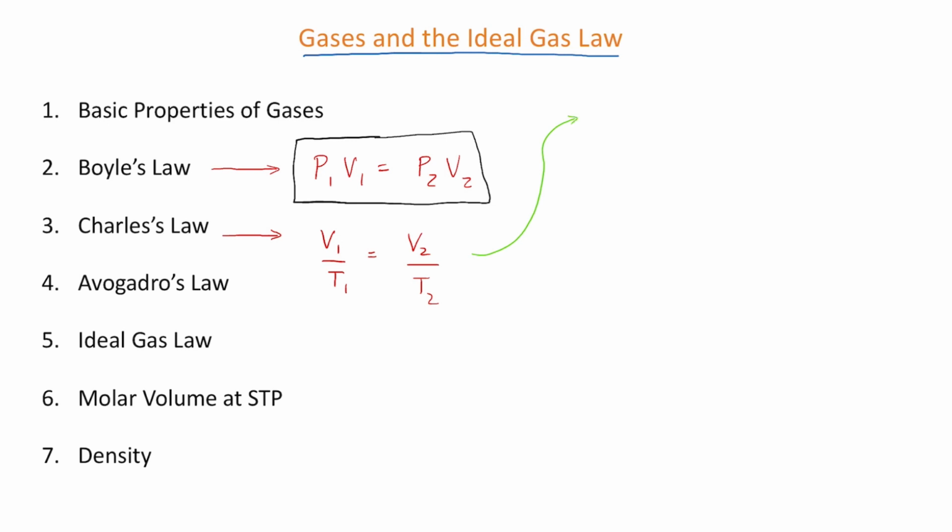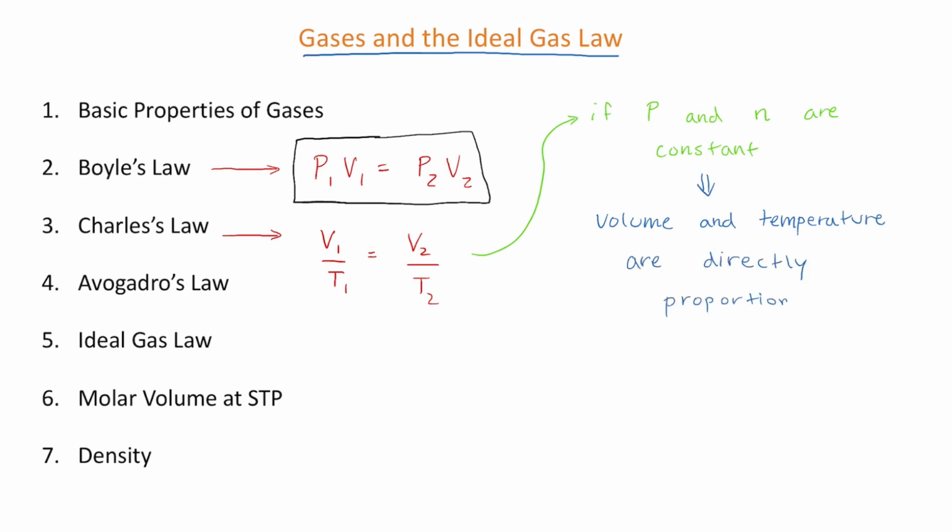But what does this mean? Well, in this experiment, they held the pressure of the gas and the amount of moles of gas constant, and then they changed the volume and temperature to see what the relationship would be. And what they found is that volume and temperature are directly proportional.